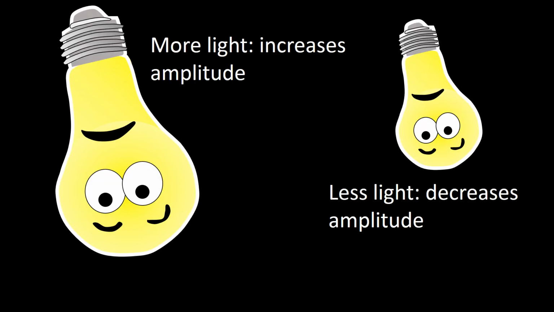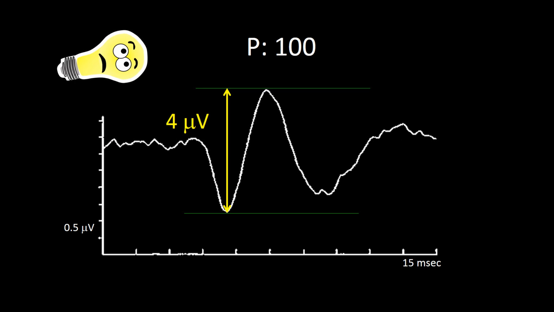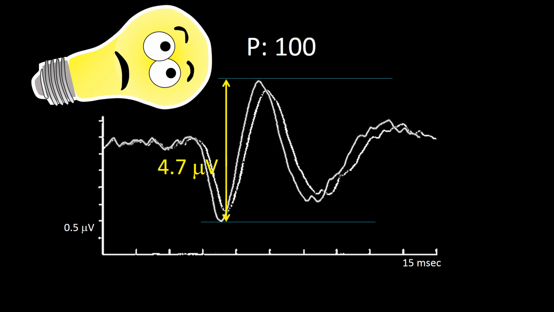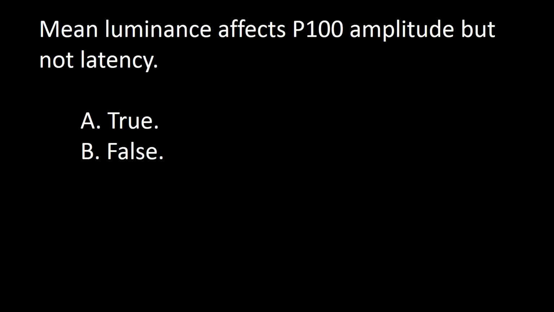It has also been estimated that an increase of the light in a room increases P100 amplitude, and a decrease in the light present in the room during examination decreases the amplitude of P100. You can see in this cartoon a visual evoked potential obtained under dim light with an amplitude of 4 microvolts, and once the light is increased, the amplitude increases by 0.7 microvolts. So the answer to this question is false.